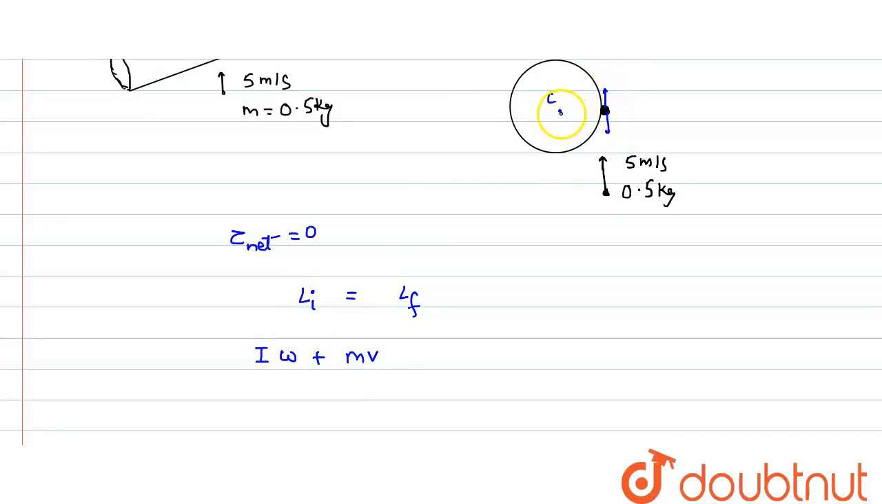So what is the distance from the center up to the line of action of the velocity? It would be equal to the radius R. This is the initial state. Now finally, the particle sticks and they would be rotating with a common velocity. Let's call the common velocity omega. So finally the angular momentum would be equal to I net about the center into omega. This is the angular velocity which we need to find.